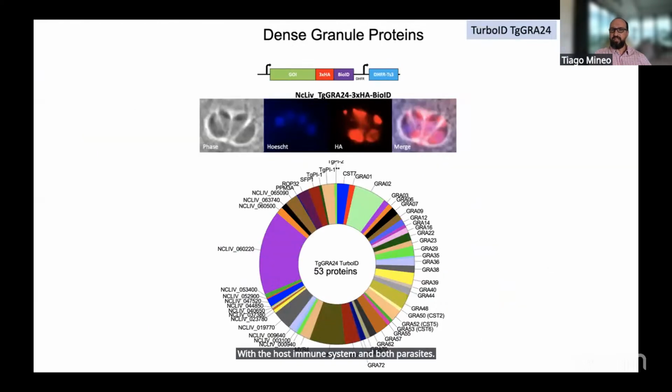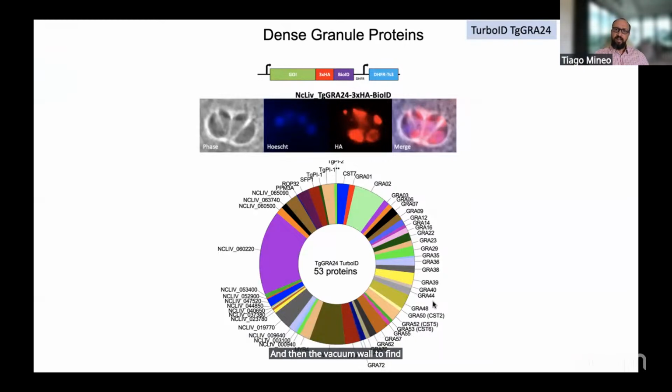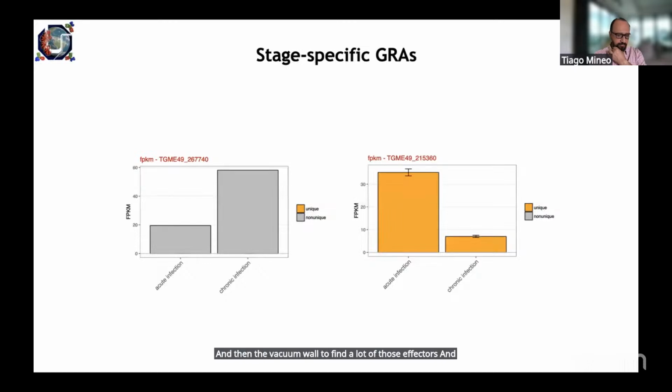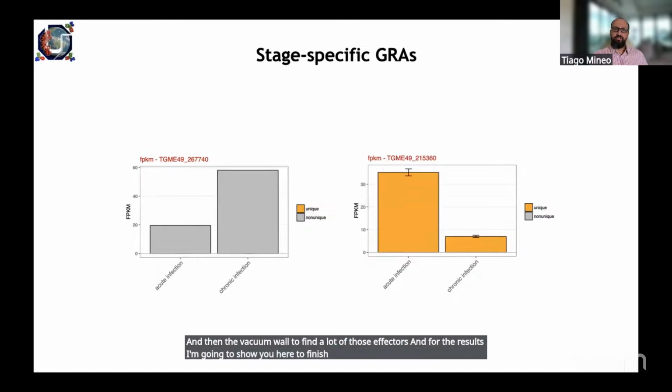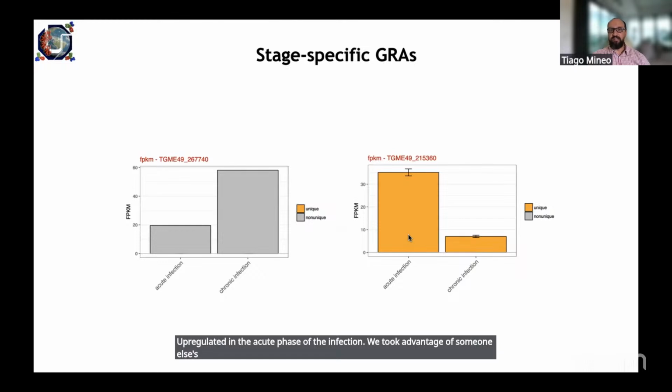We did some proteomic analysis using BioID to biotinylate inside the vacuole and the vacuole wall to find a lot of those effectors. For the results I'm going to show you here to finish off my talk, we chose two of those proteins. One protein seemed to be upregulated in the chronic phase of the infection, and one seemed to be upregulated in the acute phase of the infection. We took advantage of someone else's data set that was published at the ToxoDB site, and we went from there, right?